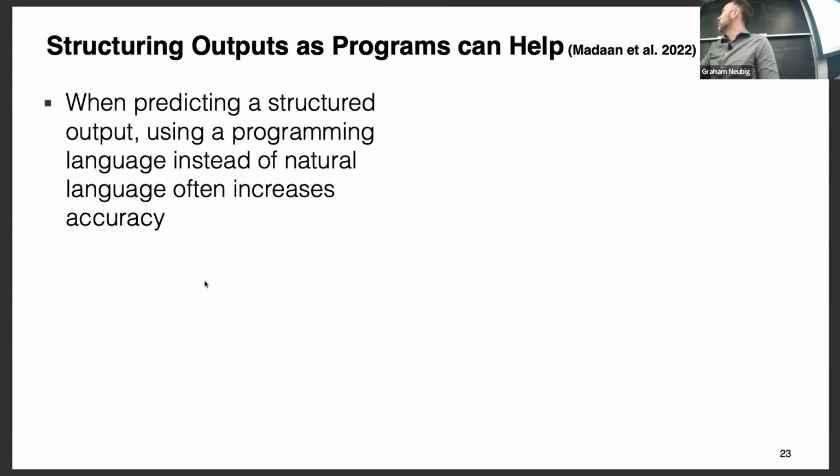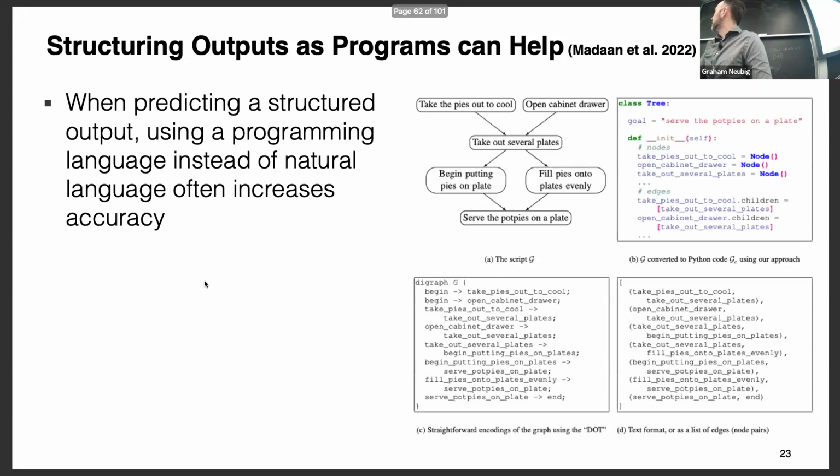We were looking at predicting structured outputs, and these structured outputs specifically are procedural knowledge like this. For example, how do we cook a pie? Or how do we serve pot pies on a plate? We had procedural steps like take the pies out to cool, open the cabinet drawer, take out several plates. We wanted to know the dependencies between these so we could create a structured procedural knowledge base. This is not an inherently code-based task. You could just ask the model in natural language and that would work as well.